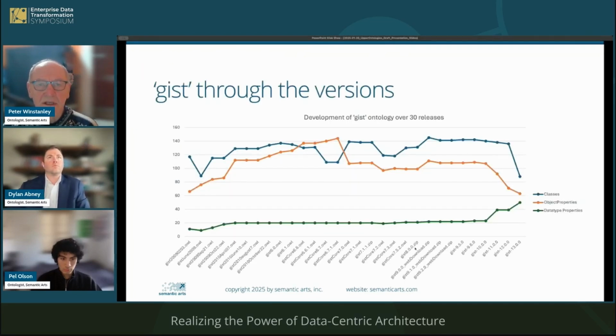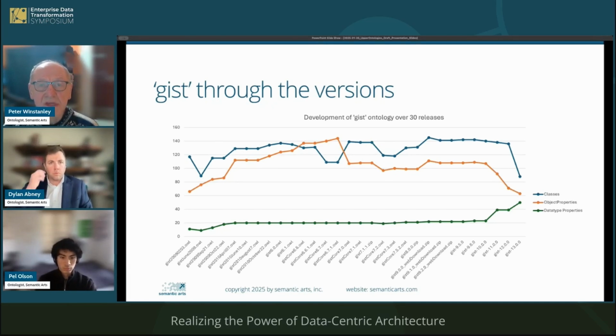We can take a look at the next slide, Dylan. What we see here is different aspects of GIST over the past 30 odd versions since back in 2009. There are several things that are noticeable from this. One of the things is that we already start with a reasonable number of classes and object properties, not that many data type properties. But generally speaking, over all the versions, it's pretty consistent, somewhere in the order of 100 to 130 or so classes.